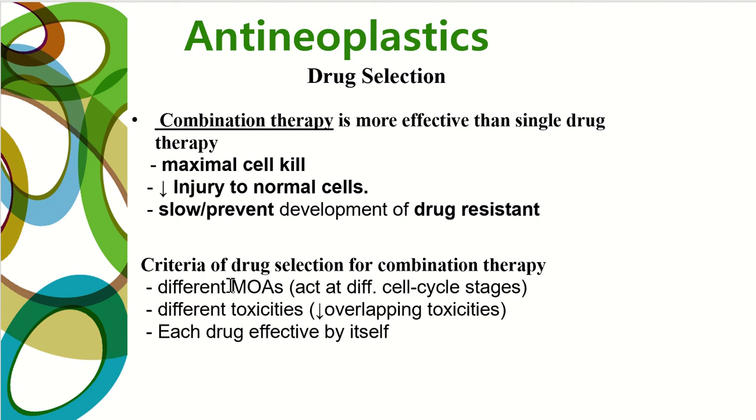Well, you want drugs that have different mechanisms of actions. That is, they act at different cell cycle stages. You want different toxicities and a decrease in overlapping toxicities, right? So at the end, I think on the last slide, we're going to talk about the toxicities. You want different toxicities, and each drug is effective by itself, right? So these are the criteria of drug selection for combination therapy.